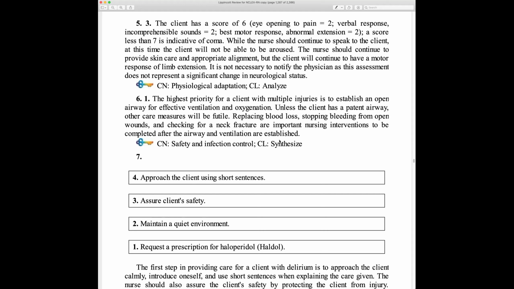Also, your other priorities for this patient would be airway, because remember, they can't protect their airway at this time. So make sure that their head is elevated so that they're not choking on their secretions. Also, skin breakdown. You want to be turning them every 2 hours because remember, they cannot turn themselves. So the correct answer would be 3, to document them as being in a coma.